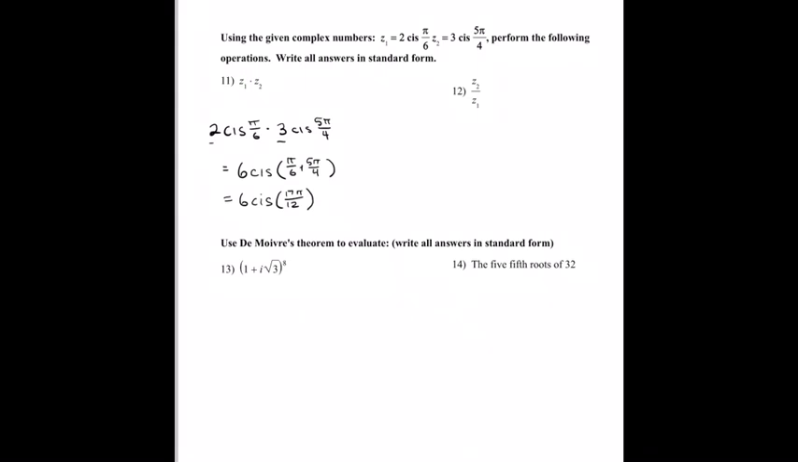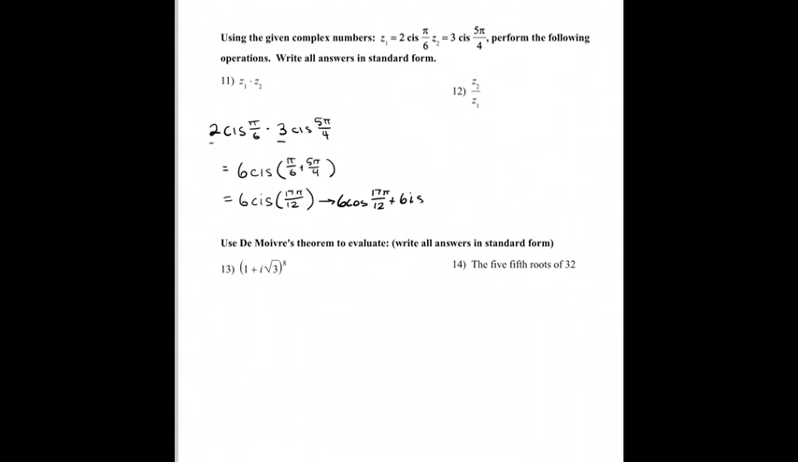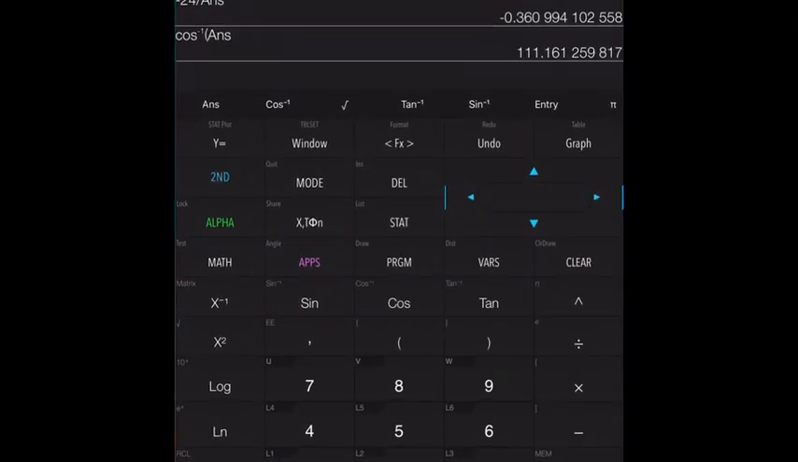But it specifies here that the answers need to be in standard form. This answer here is in trigonometric form, so we need to convert that back into standard form. If you remember, CIS is just the abbreviated form of cosine plus i sine. So this is 6 cosine of 17 pi 12ths plus 6i times the sine of 17 pi 12ths. We need to figure out 6 times the cosine.